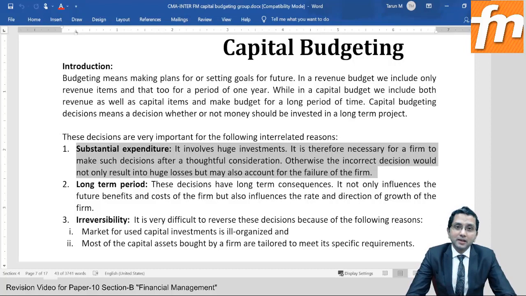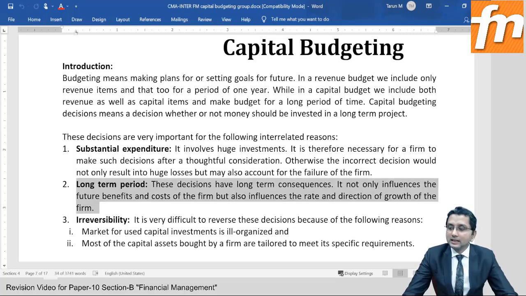In capital budgeting, you are trying to decide, should I start a new business? Should I invest 5,000 crore rupees in this new business? Substantial expenditure is involved, so that if it goes wrong, you will have a huge loss. That's why capital budgeting decisions are very important decisions. Substantial amount is involved.